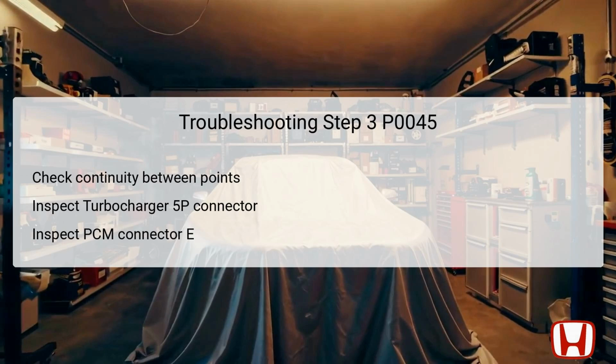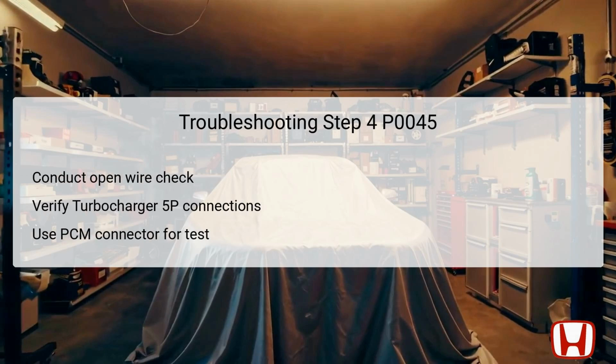Now, specifically check for continuity between test points 1 and 2. Test point 1 again is at the female terminal number 1 of the Turbocharger 5P connector, while test point 2 is the body ground. Finding continuity would indicate a short in the WG-MTR2 negative wire, necessitating repair. However, if no continuity is found, move on to the next step of troubleshooting to continue isolating the issue.